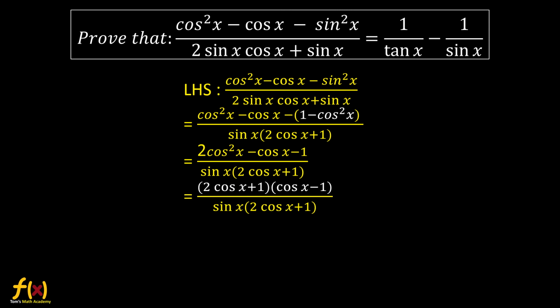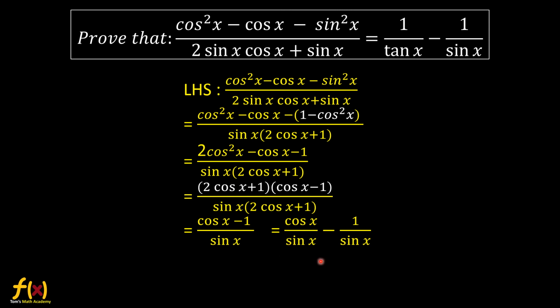Then we notice that in the numerator we have 2 cos x plus 1, and also in the denominator. So we can cancel that. What we get is cos x minus 1 over sin x. Even now we are not up to the right hand side. What we can change now, we divide both terms in the numerator by sin x. Split each: cos x over sin x minus 1 over sin x.